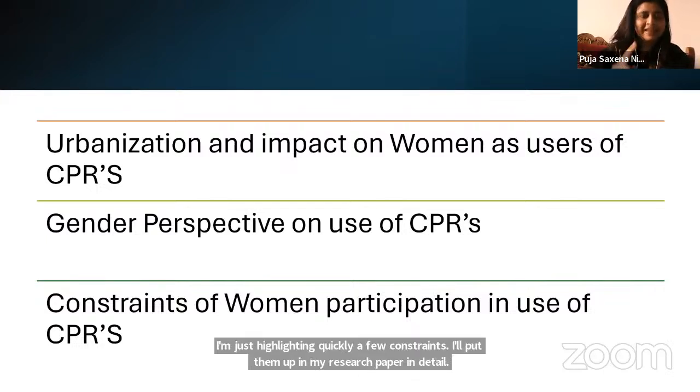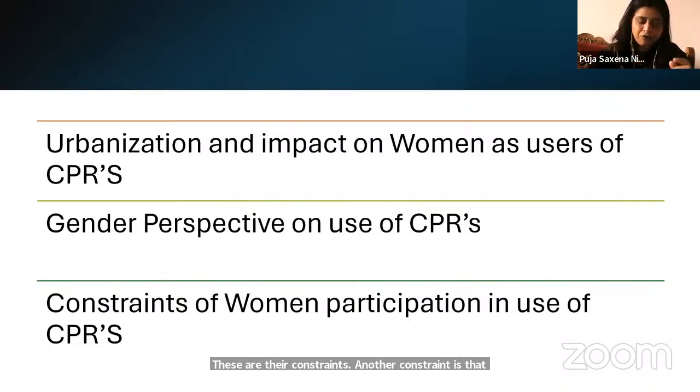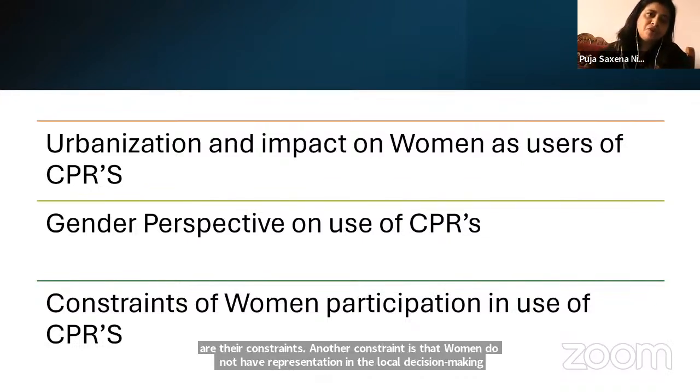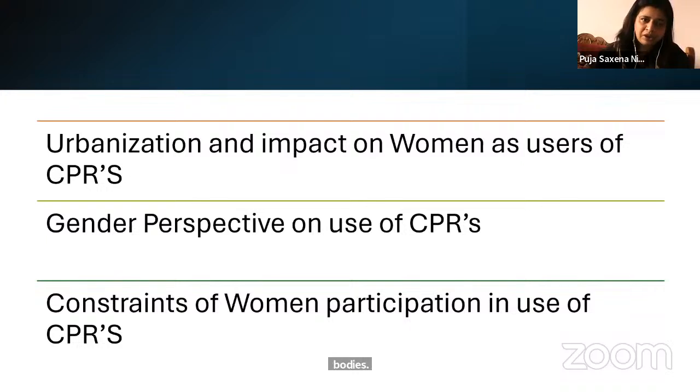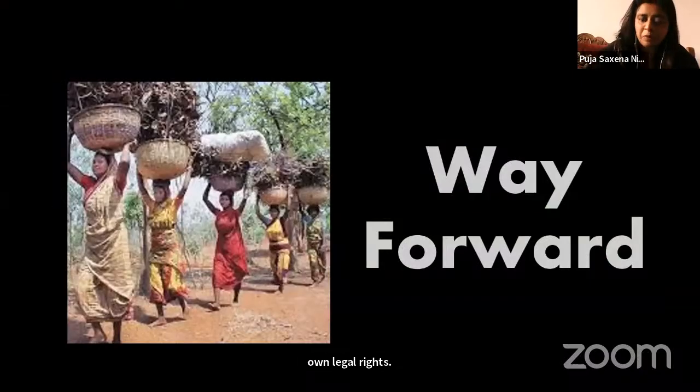Constraints. Women basically lack access to land, productive assets, legal titles to land. Another constraint is that women do not have representation in the local decision-making bodies. There is a lack of rural poor organizations which can empower them through training. Then the constraint is credit and extension services, which are again male-oriented, and the lack of women's awareness of their own legal rights. So these are the constraints which will be discussed in detail in the research paper.